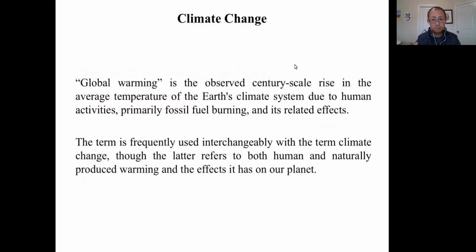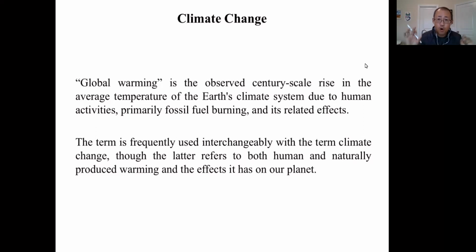So first, let's talk about the topic, global climate change. Global climate change, sometimes people call it global warming, is the observed century-scale rise in the average temperature of Earth due to human activities, primarily due to burning of carbon-containing fossil fuels, and also the related effects of the temperature rise of the Earth climate system.